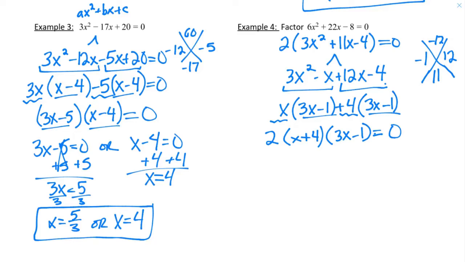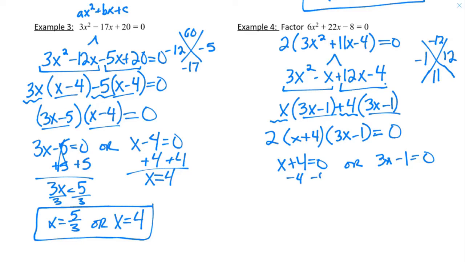So we factored completely, so now we're ready to start solving. We know that 2 times x plus 4 times 3x minus 1 equals 0. So one of those things has to be 0. Now with this, one of them is kind of ruled out because 2 cannot be equal to 0, obviously. So we don't have to worry about that part, but we do have to look at the 2 expressions that contain variables. So we know that either x plus 4 has to be 0 or the 3x minus 1 has to be 0.